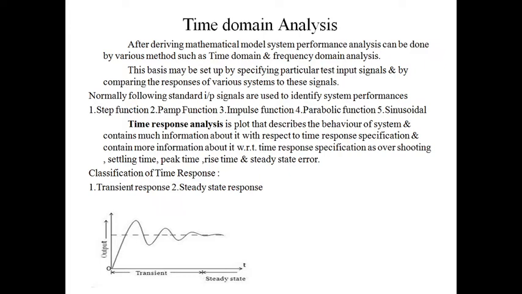Now the classification of time response: the signal is classified into two. First one is the transient response and second one is the steady state response. Here you can see on the x-axis we plot the time and on the y-axis we have the magnitude of the response, or magnitude of the output of the system. Initially, where the response continuously goes on changing, we call it the transient response, and when the response settles into a steady state, we call it the steady state response.